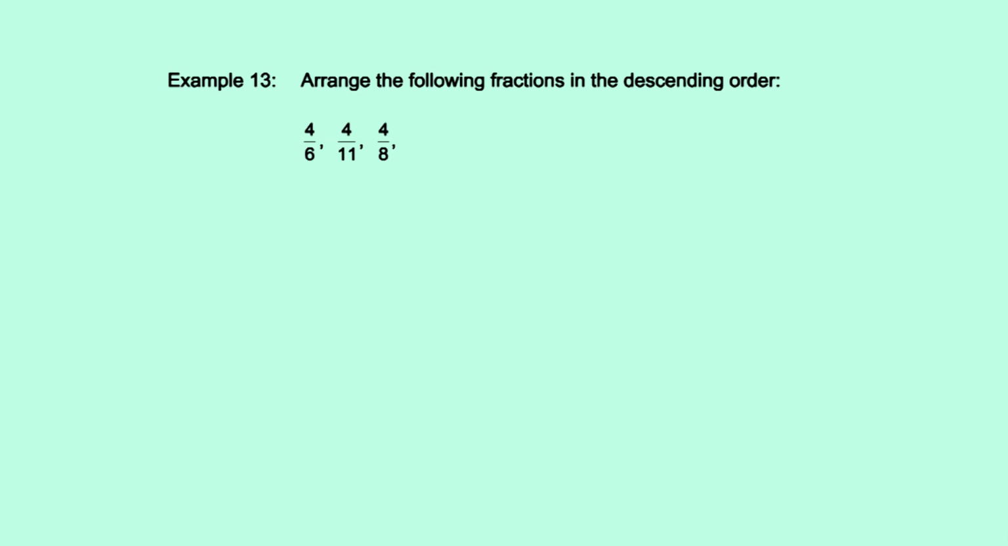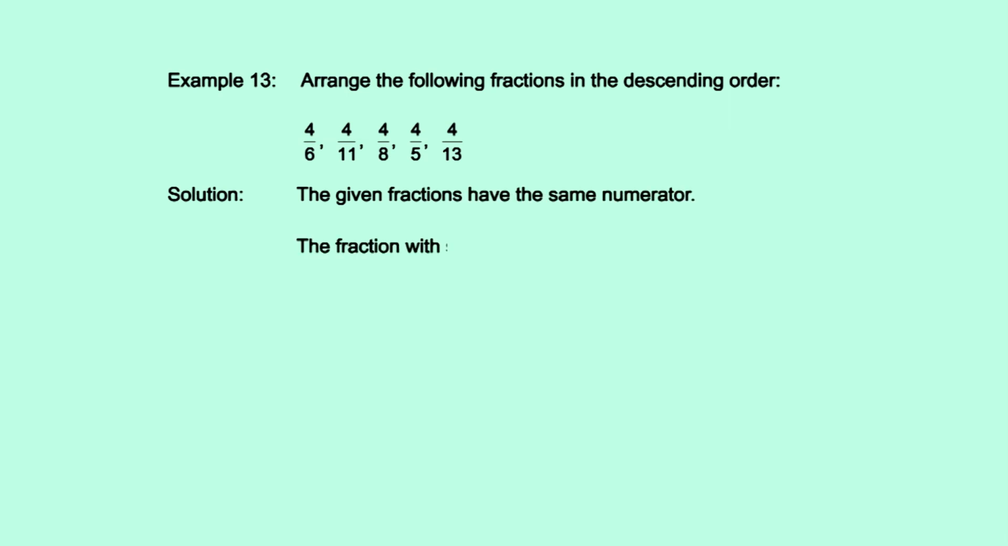Example 13. Arrange the following fractions in the descending order. 4 by 6, 4 by 11, 4 by 8, 4 by 5, 4 by 13. Solution. The given fractions have the same numerator. The fraction with smaller denominator is greater than the other.